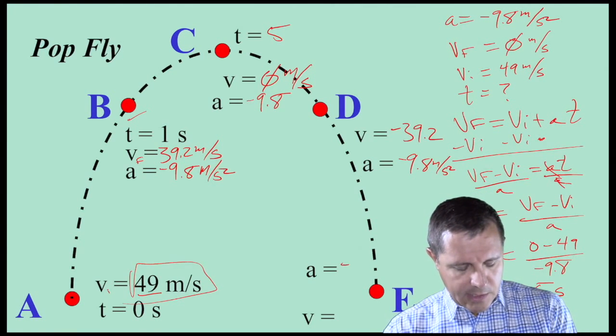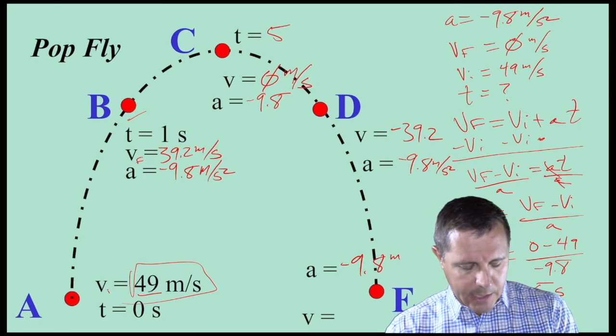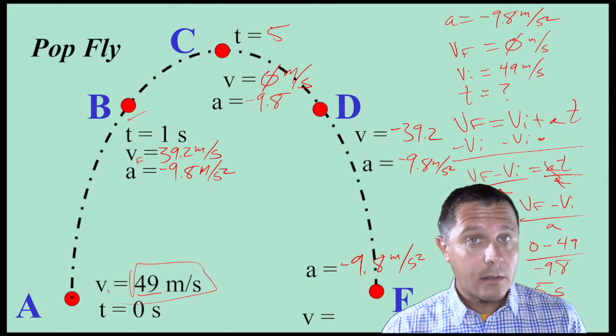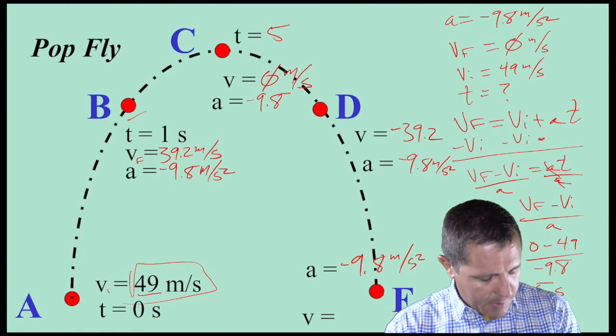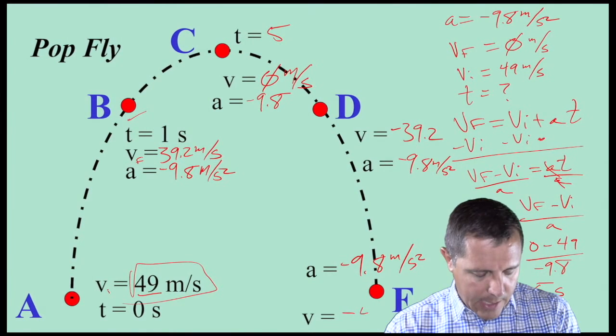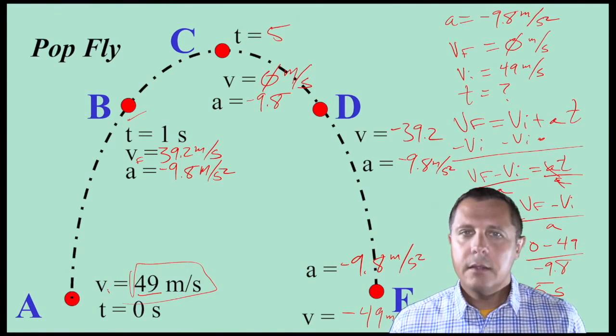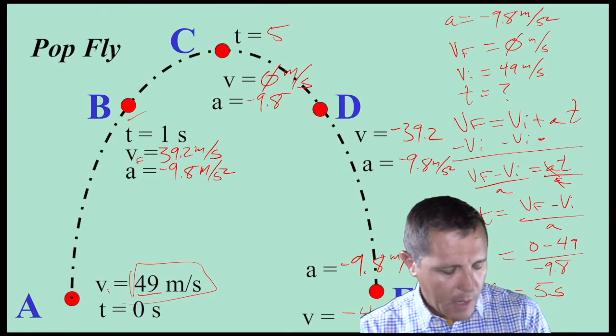But let's see what we can put. So the acceleration is still going to be negative 9.8 meters per second squared. Always, always, always. And our velocity at E will be the same as the velocity at A, but negative. So negative 49 meters per second. Okay? All right, let's move on.